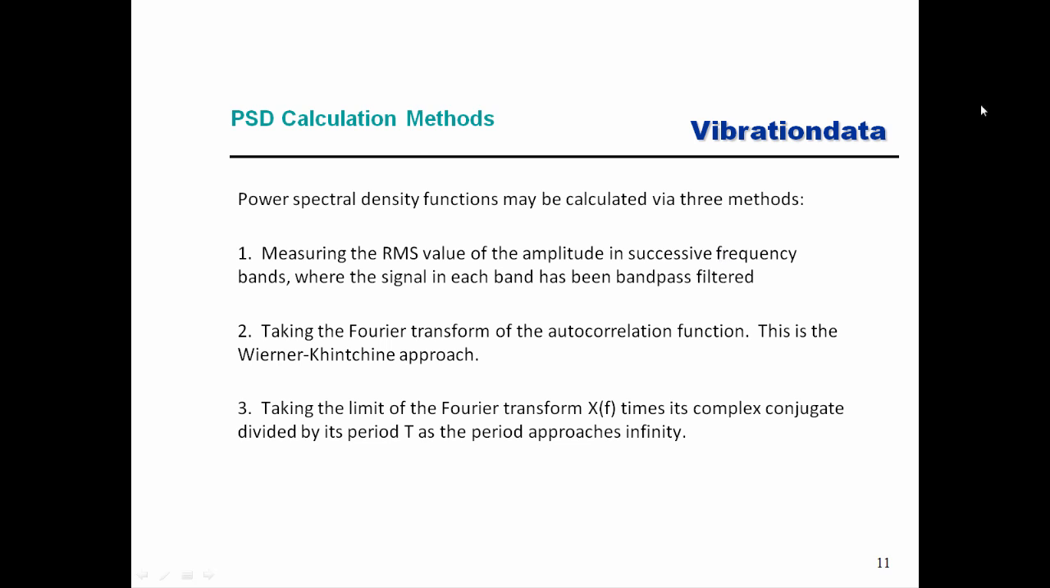So how do we actually calculate a power spectral density? We've been talking about specifications. How do we actually calculate a power spectral density if we have a measured time history? So we're starting with a time domain signal. There's 3 methods that we can use. And the first method we're actually going to cover later on when we get to filtering. But we can measure the RMS value of the amplitude in successive frequency bands where the signal in each band has been bandpass filtered.